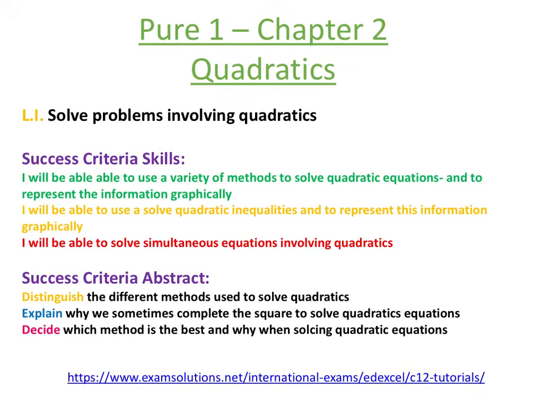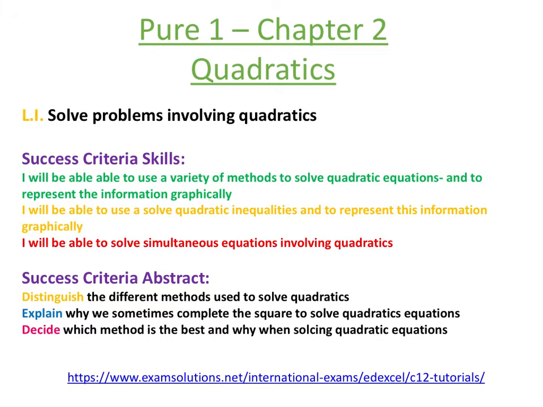Today we're starting chapter 2. We're going to start with quadratics, okay? And what we're going to have is a set of skills that we need to be able to master. This is the absolute minimum requirement of these skills. And then we have our success criteria abstract.